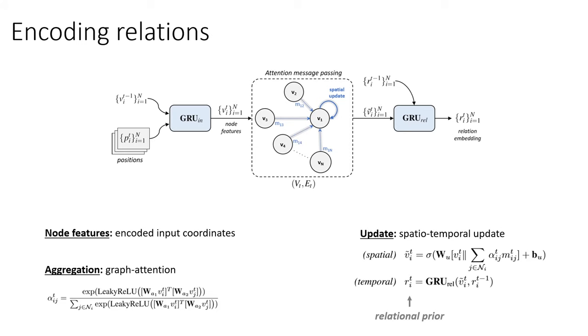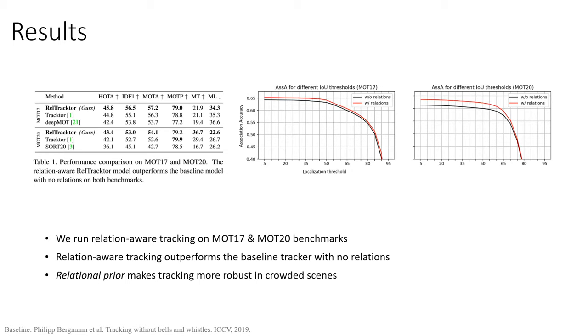So these are some results that we have. We use a baseline tracker, which is not aware of relations. It's a state-of-the-art tracking by regression approach, and we added our relation encoding module inside this tracker to make it relation-aware. We tested on two multi-object tracking benchmarks, MOT-17 and MOT-20, and there are a bunch of metrics. This first column shows the overall improvements, and as you can see, on MOT-17 we're able to improve by 1%. On MOT-20, it's almost 1.5%.